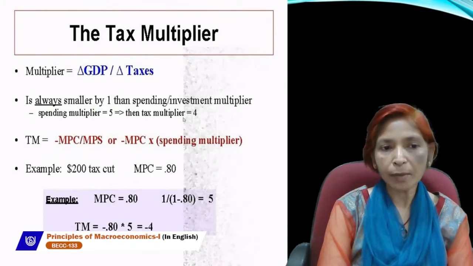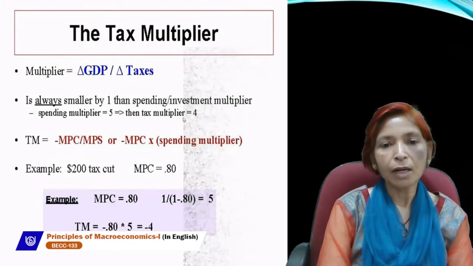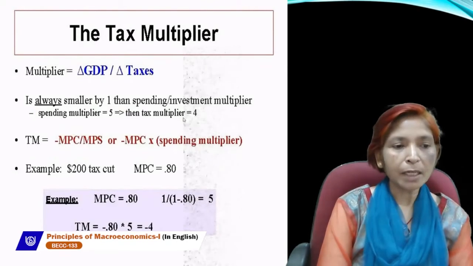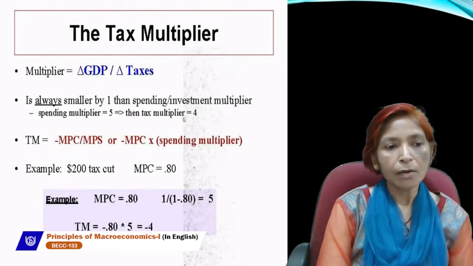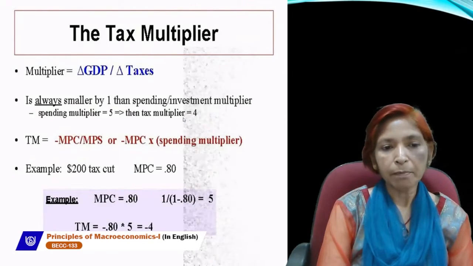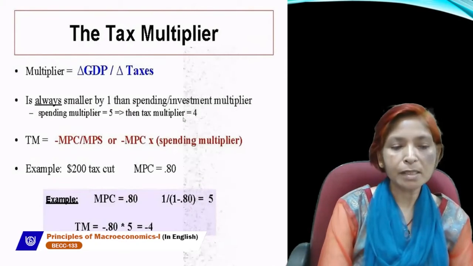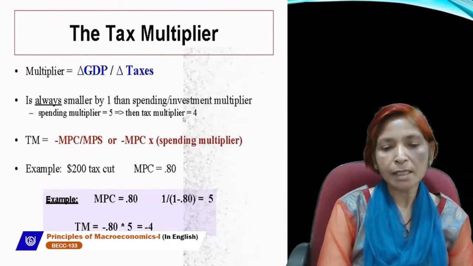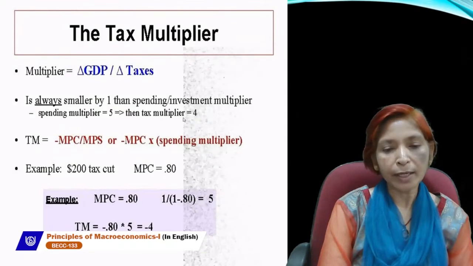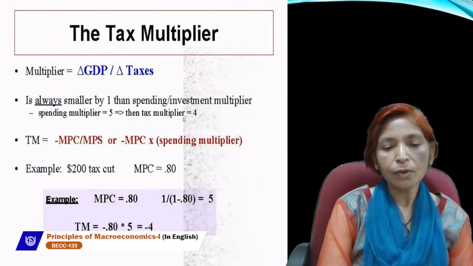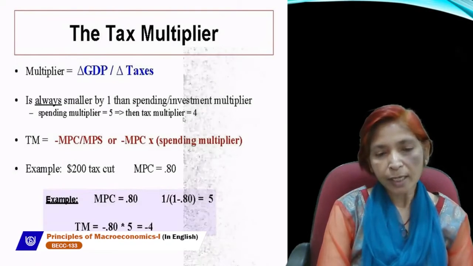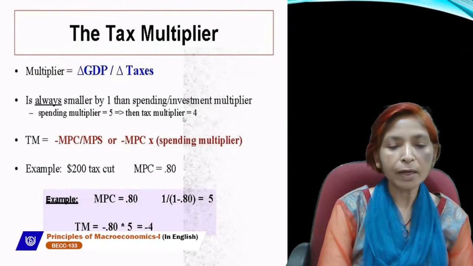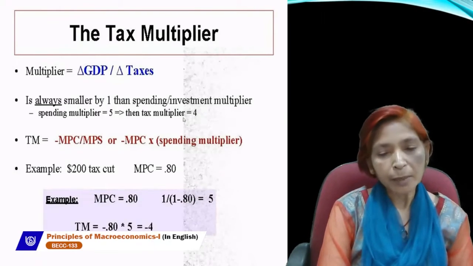It is always smaller by 1 than spending or investment multiplier. Tax multiplier, another formula is minus MPC upon MPS. If MPC is given 0.80, then we can use this formula 1 upon 1 minus MPC. 1 minus 0.80 will be 0.20, and if we cancel this point, then it will be 100 upon 20 and multiplier will be 5.